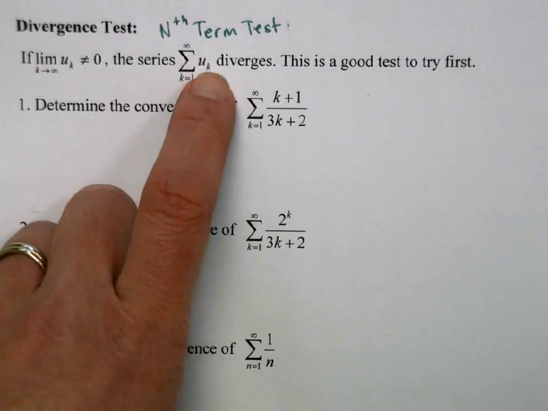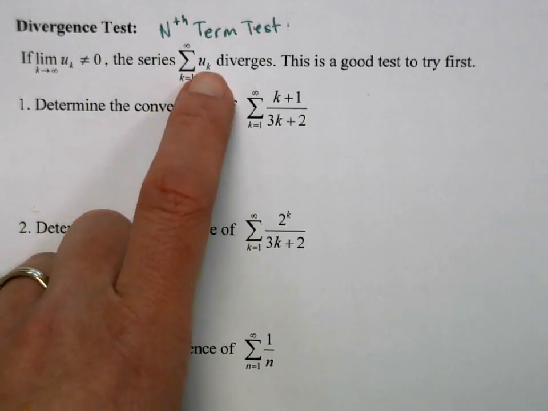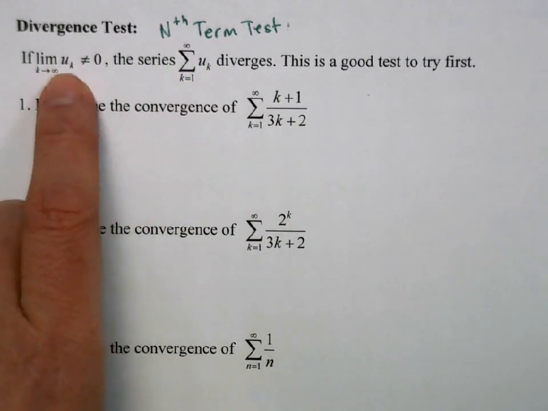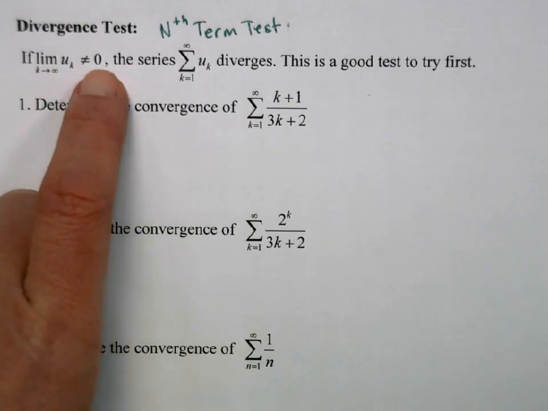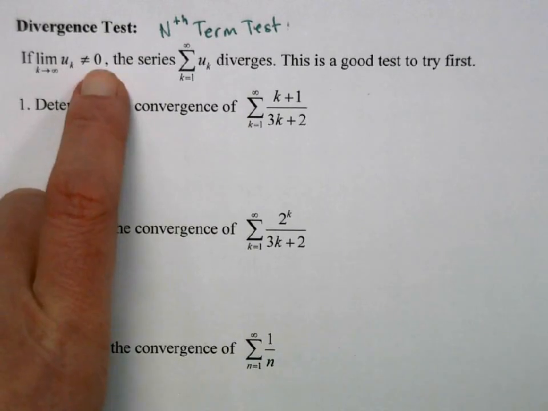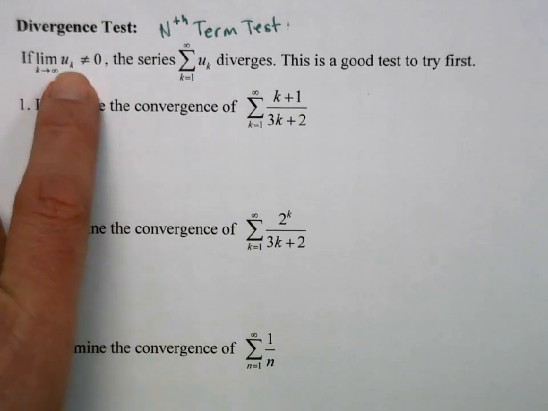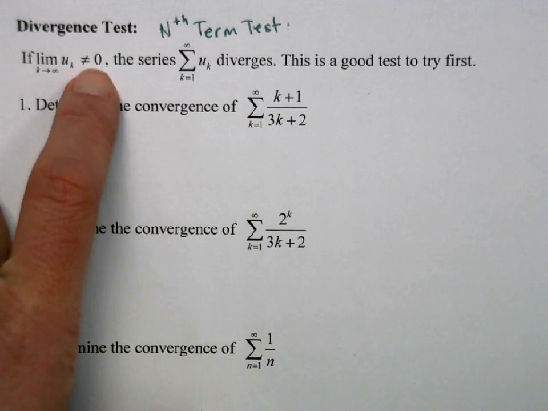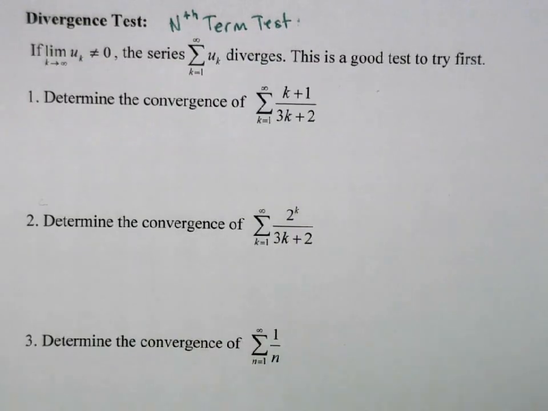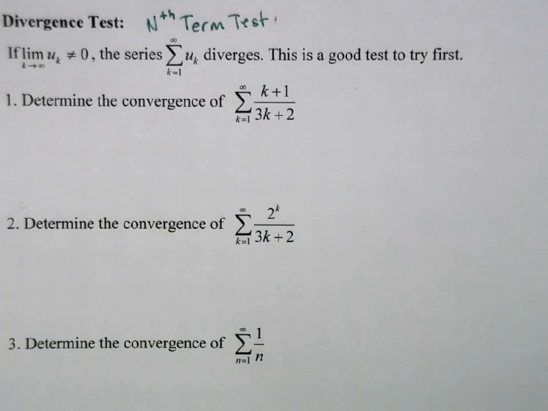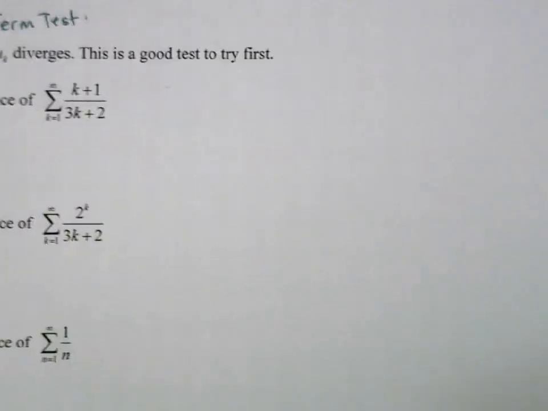If we're adding up an infinite number of things, and the terms as we go to infinity are not getting incredibly small, if they are not going to zero, then the series diverges. So if the limit of the nth term doesn't equal zero, then the series diverges. That's all we have to look at. So this is a good test to try first, but it does have a downside.